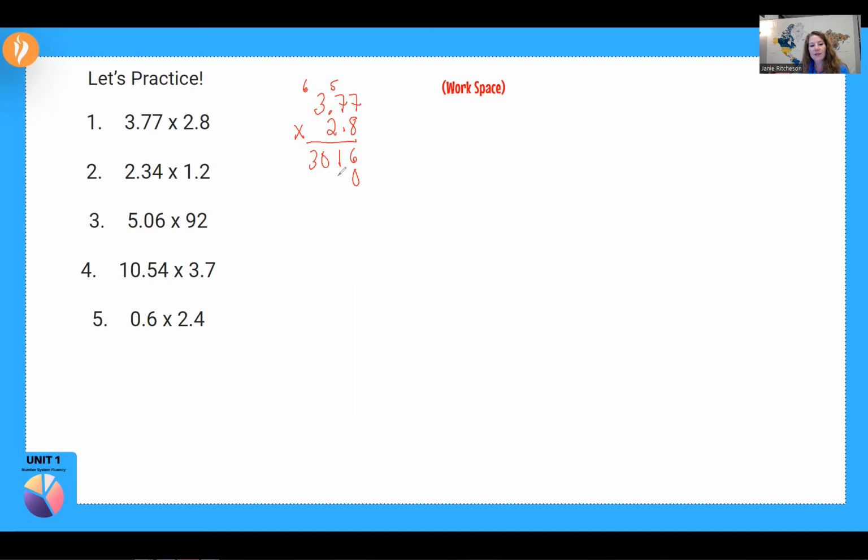So 2 times 7 is 14, carry the 1. 2 times 7 is 14 plus 1 is 15, carry the 1. And 2 times 3 is 6 plus 1 is 7. We have all of our digits lined up nicely, so we add straight down. And then we want to see there are 1, 2, 3 numbers behind the decimal. So our final answer is 10.556.